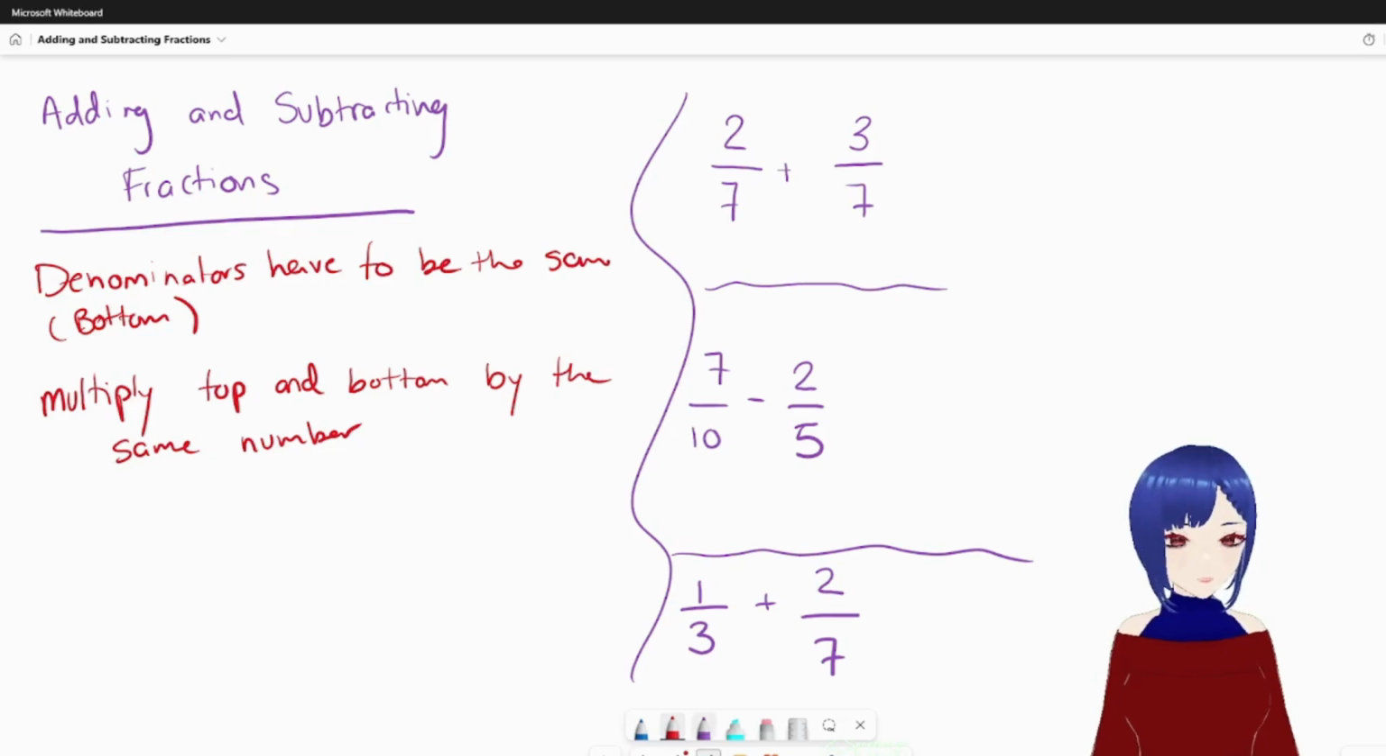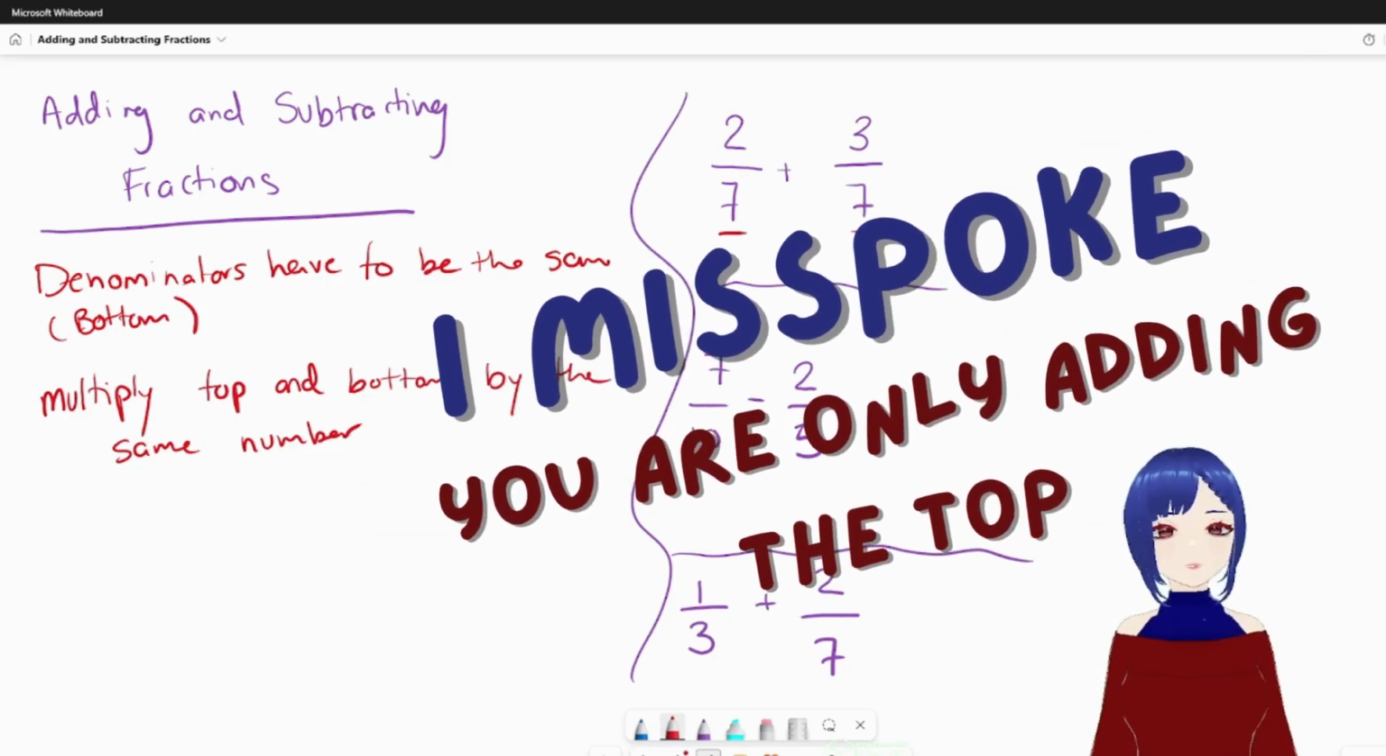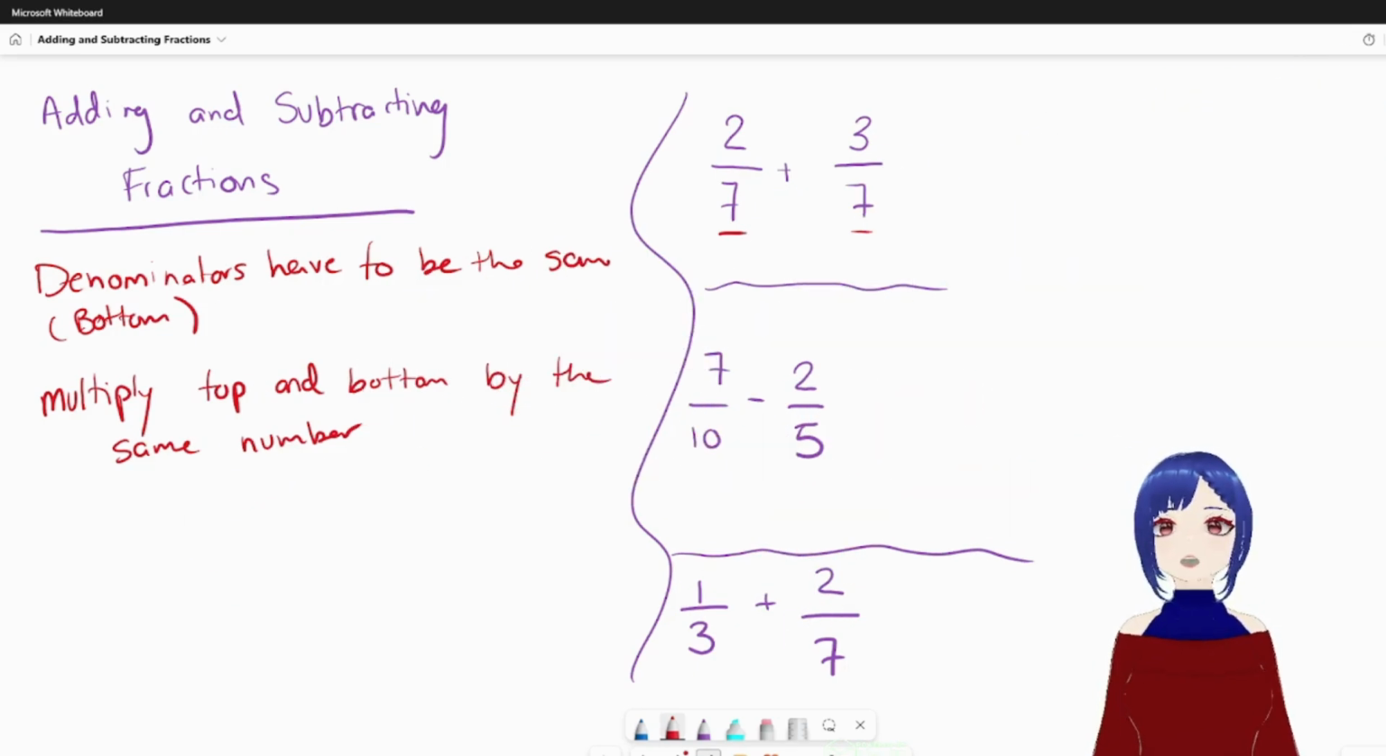If we take a look at the first example, the first thing we want to do is check if the denominators are the same. They are both a 7. This means they are both the same type of fraction. They are both 7ths. They're both out of 7. Since they're both the same, we can add them together. Once they're the same, it's actually really easy, because you just add the tops. So this first example is just a question of doing 2 plus 3.